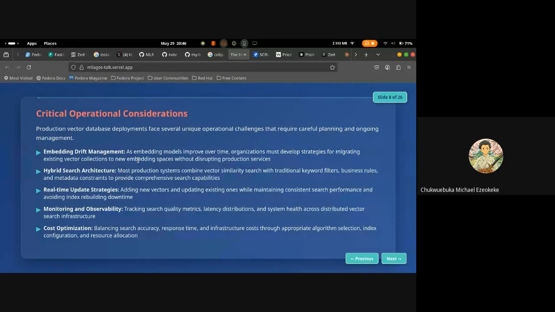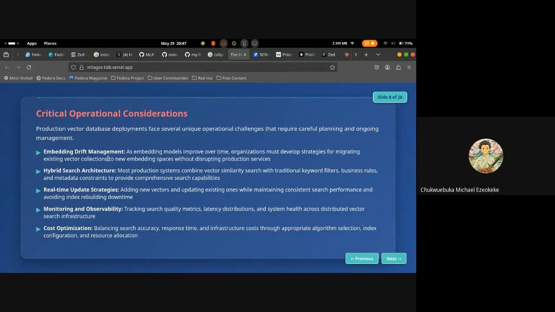There are some issues with deploying a vector database in production, most times, which is embedding drift. When embedding models improve, sometimes you need to develop strategies for migrating existing vector collections into the new embedding space without disrupting production services. For example, two weeks ago, we migrated our vector database from Chroma DB to Pinecone. We did everything in our dev environment first, and we had to confirm everything works before we moved to our main environment. So that is just for embedding drift.